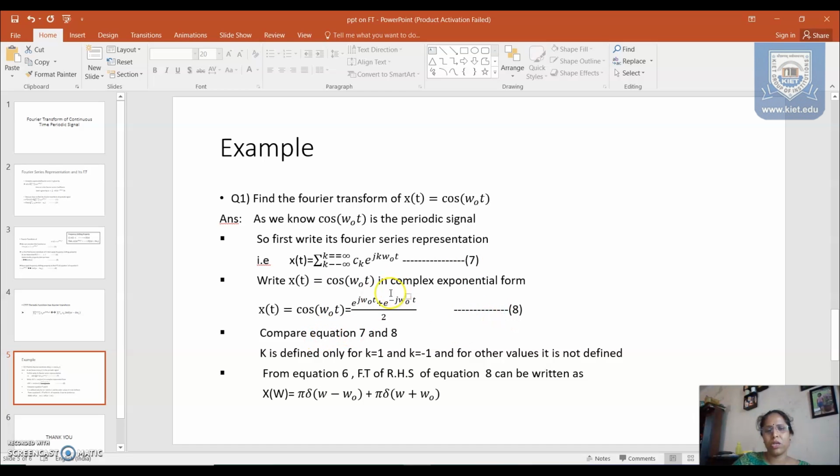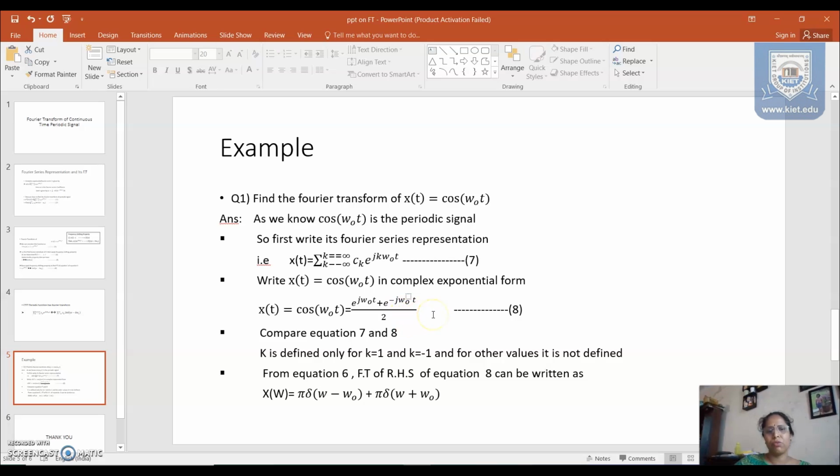Here cos omega naught t equals (e^(j omega naught t) plus e^(-j omega naught t)) by 2. Now when you compare equation 7 and equation 8, what will we find? We will find that the value of k is 1 and minus 1 and other values are not defined.